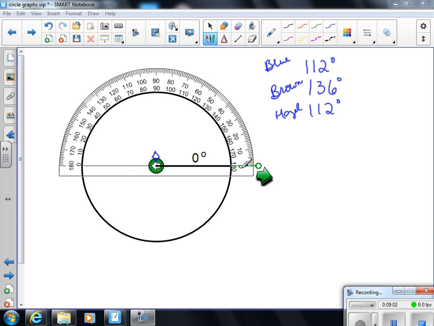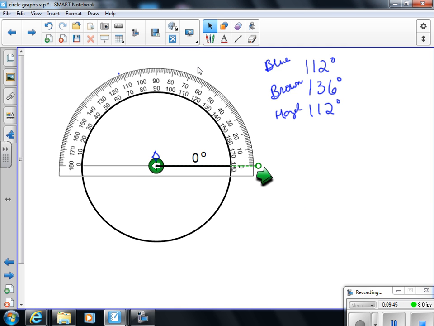Since my ray is pointing to the right, I need to start counting over here. So do I use the top numbers or the bottom numbers? If I start here, I have to start at 0, so I need the top numbers. I'm going to count up to 112. So here's 10, 20, 30, 40, 50, 60, 70, 80, 90, 100, 110. And then I go 2 marks over and put a little mark there. That should be your 112. You have to go the top because this is where I'm starting. Now think about it: a 112-degree angle, is it acute, obtuse, or right?